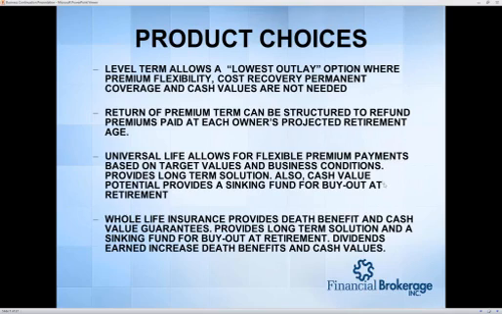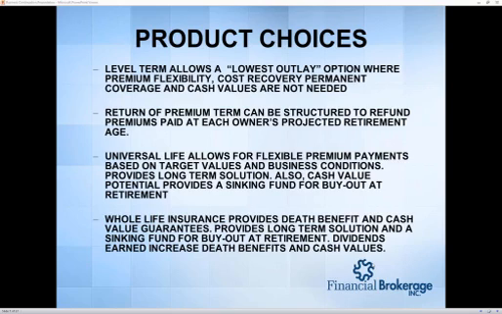Return of premium term can provide the same benefits as term insurance, but also provide guaranteed funds at a specific date to help fund a buyout at retirement. Universal life provides permanent protection with flexible premiums and the option to build a sinking fund for a retirement buyout. Whole life provides permanent protection with the added guarantees of a sinking fund either for a buyout or emergency fund as needed by the business.